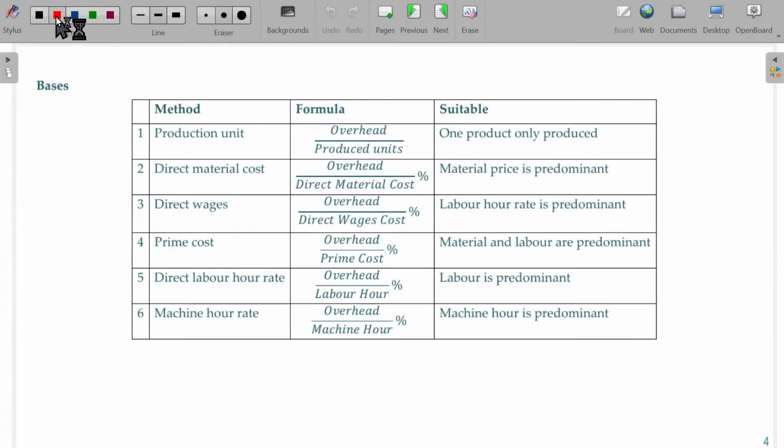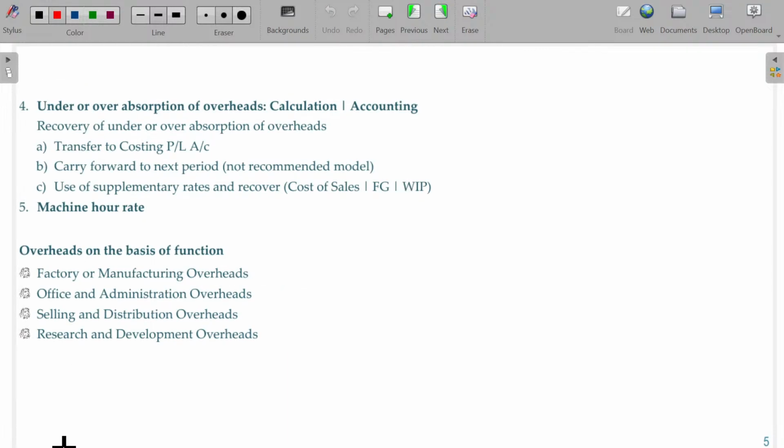Now, bases. All the 6 bases are listed here. Under or over absorption, we have 2 aspects. One is calculation of under or over absorption, and the second one is accounting. Calculation is very simple: the absorbed amount versus the actual expenses. Compare and decide whether it is under or over absorption. In accounting, the number 1 method is the use of supplementary rates and recovering that to cost of sales, finished goods, and work in progress, which we use predominantly. Or if the value is insignificant, directly transfer it to the costing P&L. Or that entire amount will be part of the overhead in the next year.